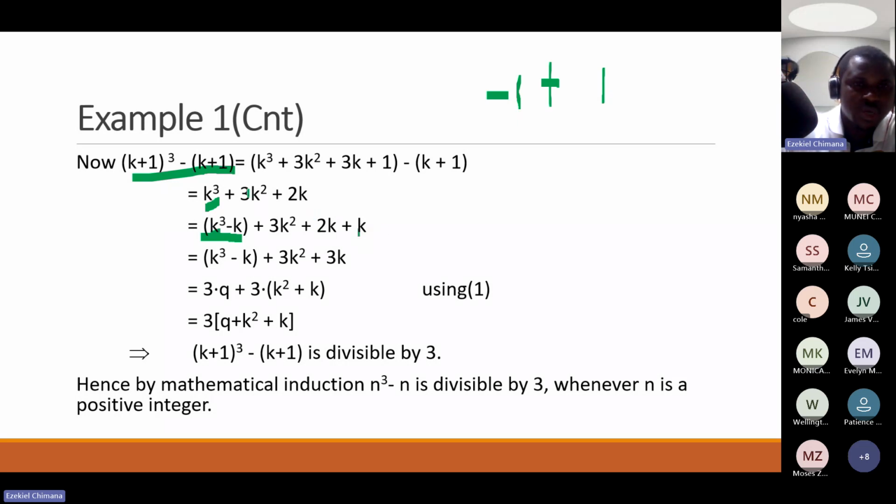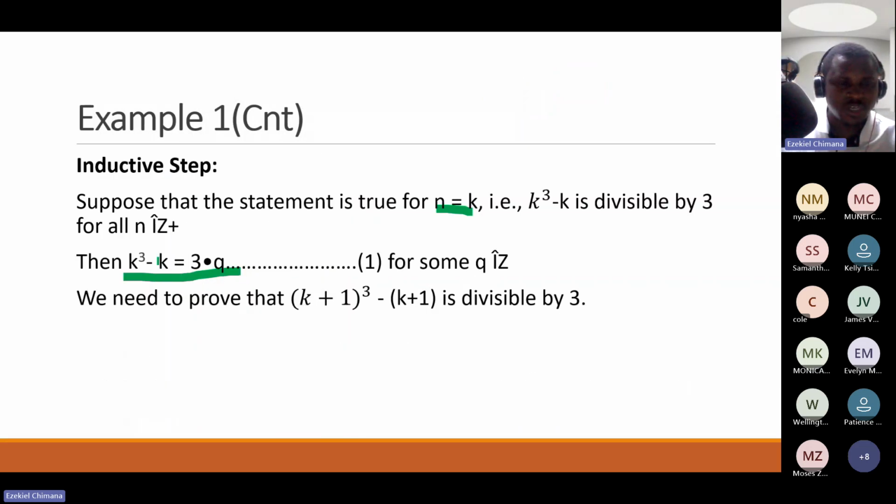This 3k squared is already here. This 2k is already here. So you only introduced this thing and this thing, right? And then if you add 2k plus k, you are going to get 3k. And we know that this thing, we have seen it somewhere in our hypothesis, on this equation. So using equation 1, we know that k cubed minus k equals 3q. So we can take this 3q and substitute for this one.